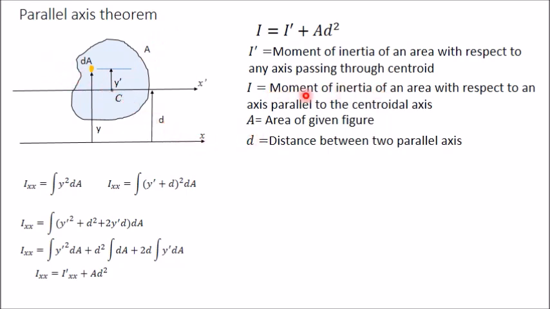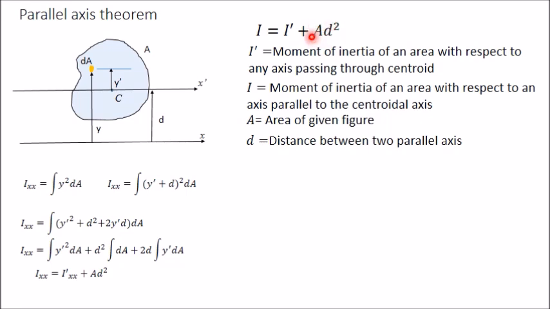I is the moment of inertia of an area with respect to an axis parallel to the centroidal axis. So if you are taking the vertical y-axis, then I will be with respect to any other axis which is parallel to this. A is the area of the given figure, and d is the distance between the two parallel axes. Now here you can see I dash plus A into d square. The value of d can be positive or negative, but the square of d will always be positive.